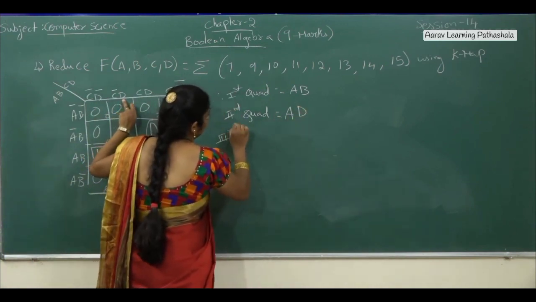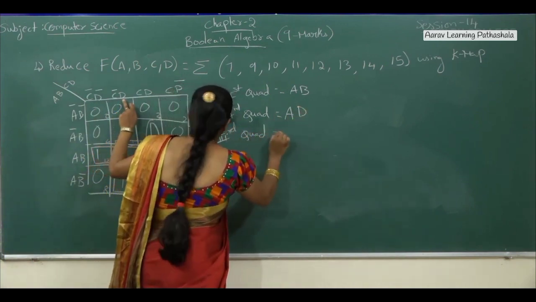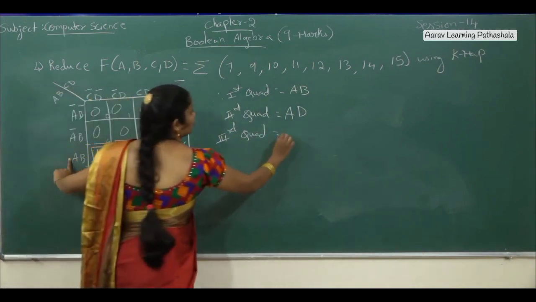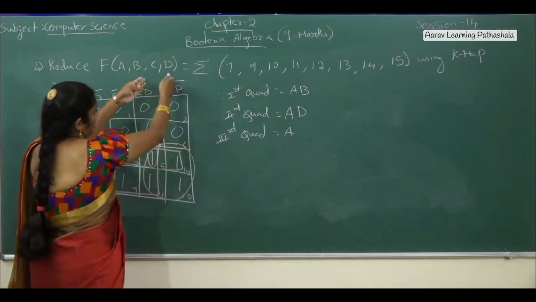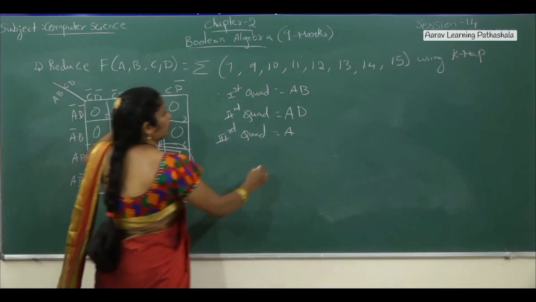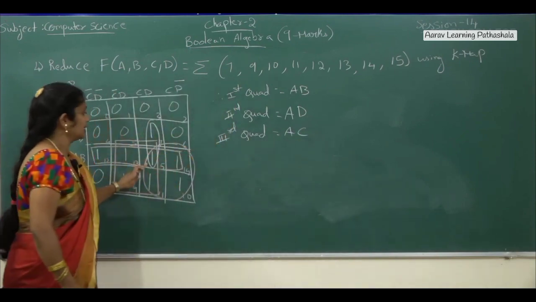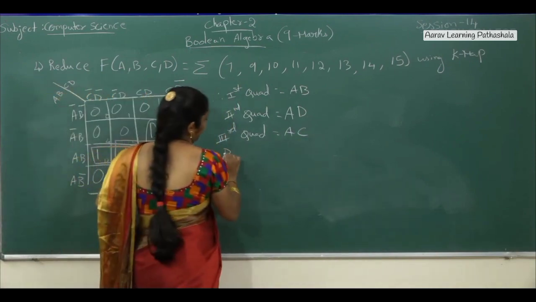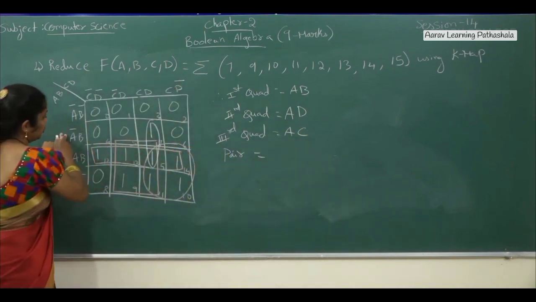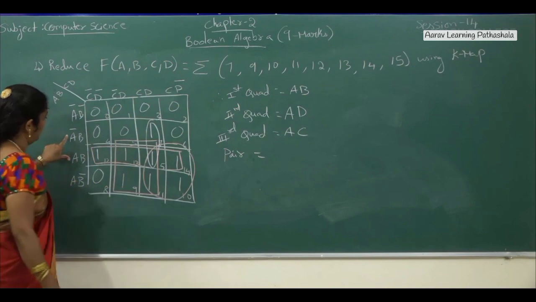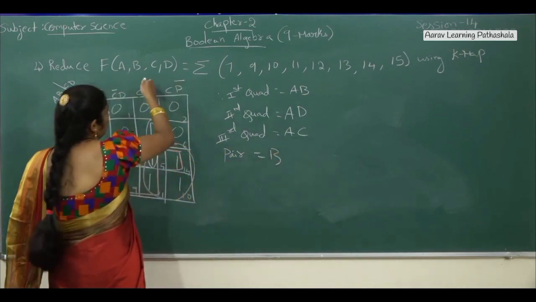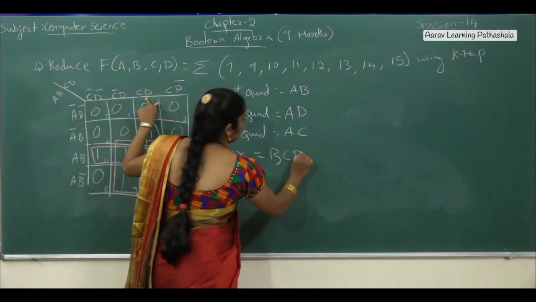Then third quad equals, I am going to take this as the third quad. On this A is the common factor and then these two columns are to consider. On these two C is the common factor. Next I have to consider the pair. Pair equals, on this pair, see these two rows we have only one column. In these two rows B is the common factor. Then column wise CD.